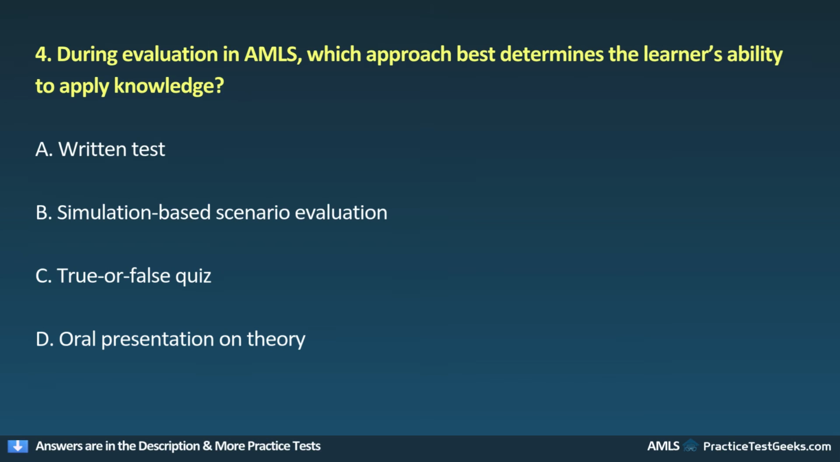4. During evaluation in AMLS, which approach best determines the learner's ability to apply knowledge? A. Written test. B. Simulation-based scenario evaluation. C. True or false quiz. D. Oral presentation on theory.